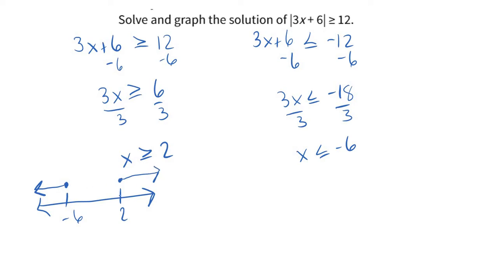Hey, this looks like an OR statement, doesn't it? So you could say x could be less than or equal to negative 6, or x could be greater than or equal to 2. And that's kind of a common thing you'll see. When it's a greater than up here, it's going to be an OR statement. Your solution is going to be going opposite directions. Just a little pattern that you'll probably pick up.